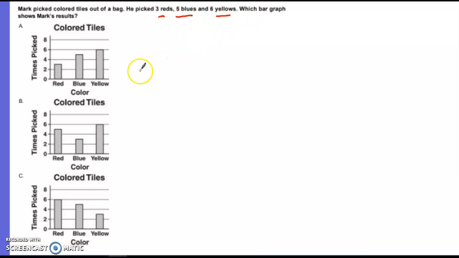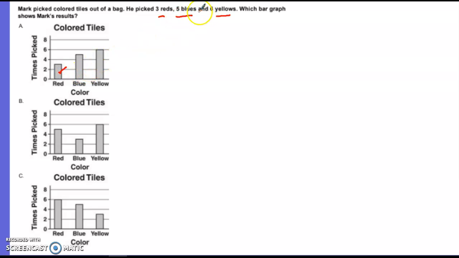Well, let's look at number 1, or letter A, excuse me. It says he picked 3 reds. Let's see if 3 reds matches what is on this bar graph. Red is right here, so I'm going to say, yep, that's 3 because it's between 2 and 4, so that is 3, so that one's good.